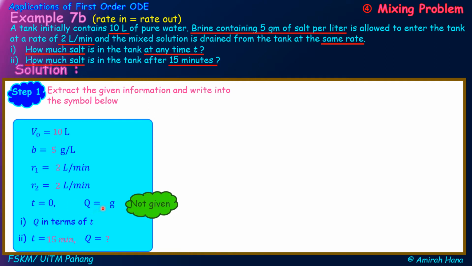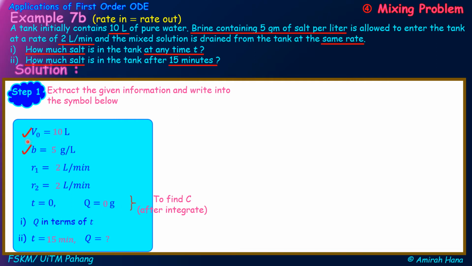From here, we can see that there is no value for Q when t equals 0, meaning Q is not given. Q means the amount of salt. So if the amount of salt when t equals 0 is not given, we assume when t equals 0, Q equals 0. This information is to find C after we integrate.